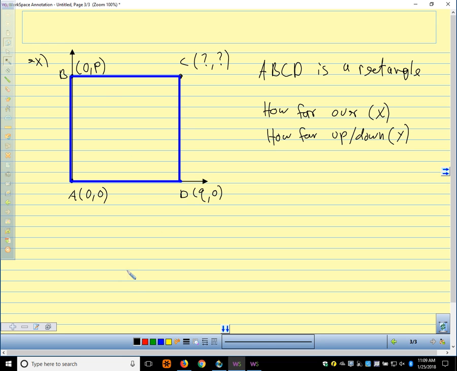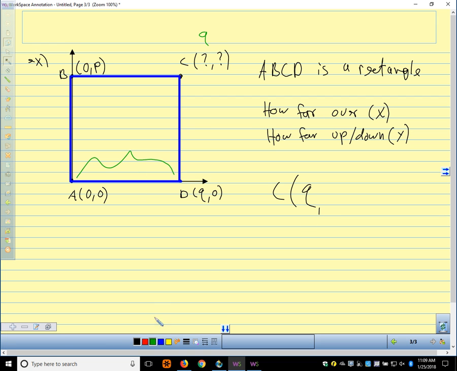Well, if this is a rectangle, how far over have we gone to get to there? Q, right? That's what that tells us. Well, if this is a rectangle, isn't this perpendicular? Don't we go straight up to get here? So how far over are we going to get here? Q. That also has to be Q. So the x part of C is Q.